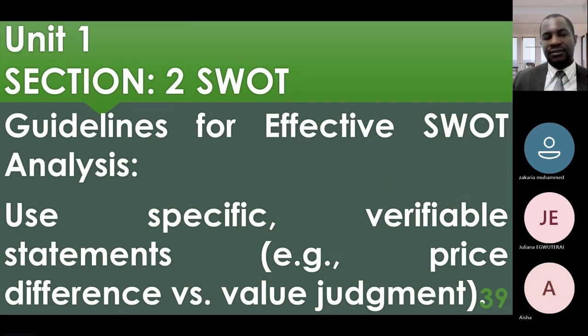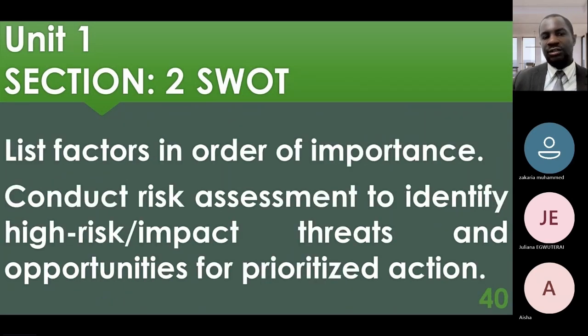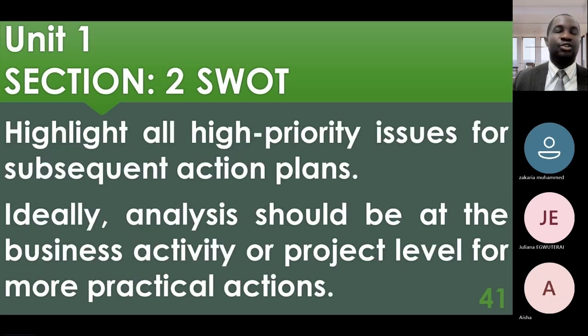And guidelines for effective SWOT analysis are: you use specific, verifiable statements of intent in your mission or your vision statements. Those are effective strengths. Price difference and value judgment in your value chain. List factors in order of importance when you are doing your risk assessment to identify high risk impact areas, threats, and opportunities for prioritized actions.